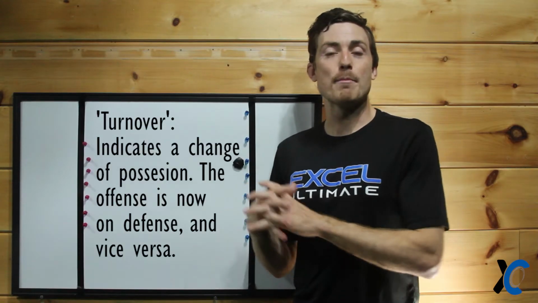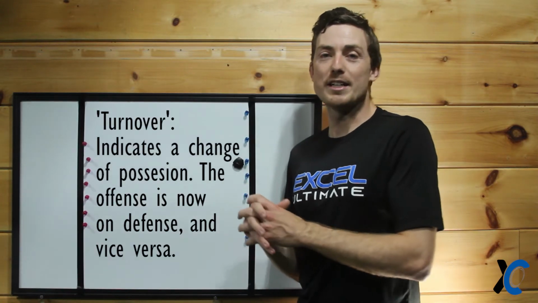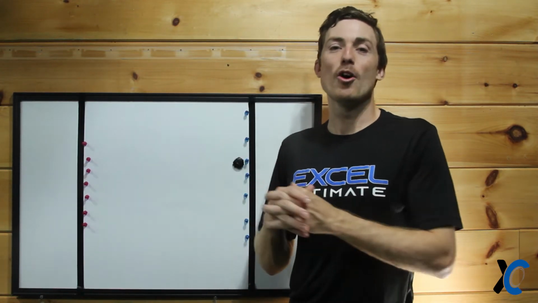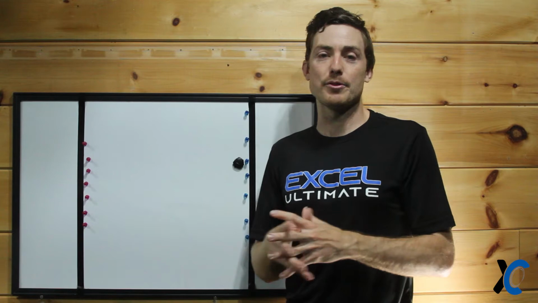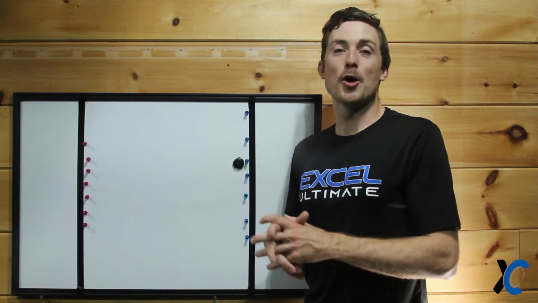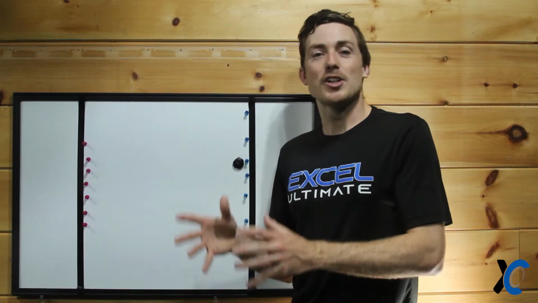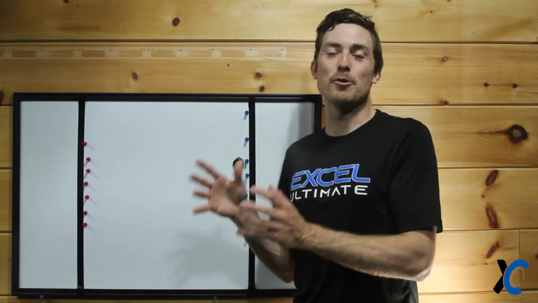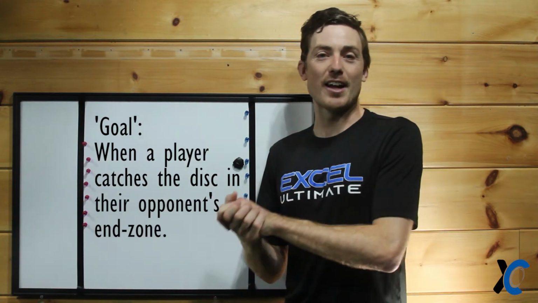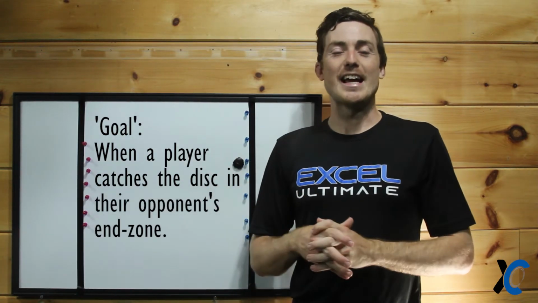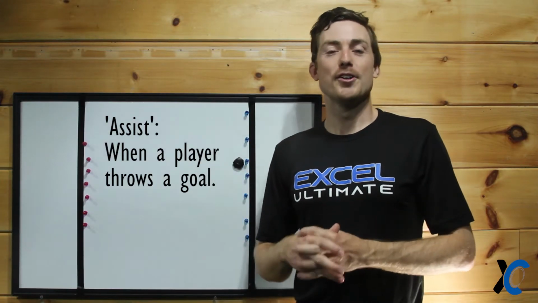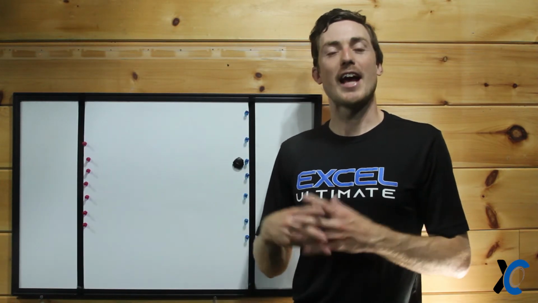A turnover in the middle of a point occurs when one team throws it out of bounds, throws it and it gets intercepted, or throws it and it hits the ground. There can be multiple turnovers per point, but a turnover is just when the offense goes to defense and the defense goes to offense. A goal is when a player catches it in the end zone, and assist is from the player who threw it to the goal. So on each point you have an assist and you have a goal.